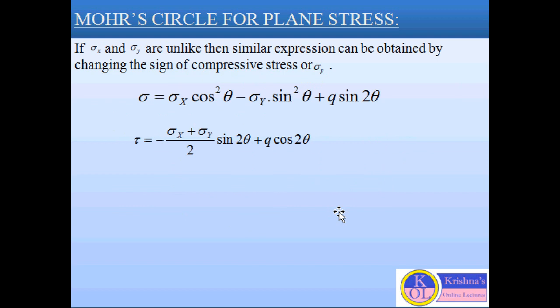In the previous condition we considered sigma x and sigma y as like stresses, that is, both tensile. And if we consider sigma x and sigma y as unlike stresses, that is, sigma x as tensile and sigma y as compressive, we can obtain these expressions of sigma and tau by changing the sign of the compressive stress, sigma y. So here is the equation for unlike stresses, for sigma and tau. We can get these equations by changing the sign of sigma y.